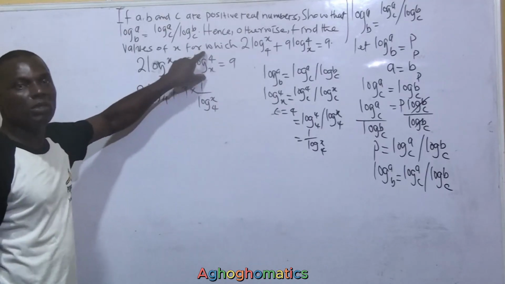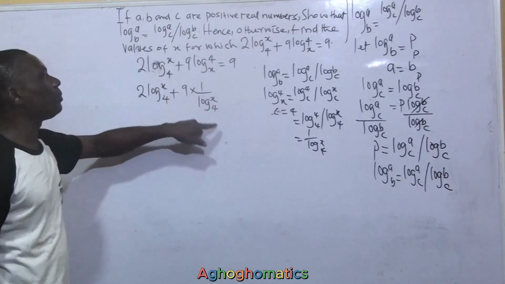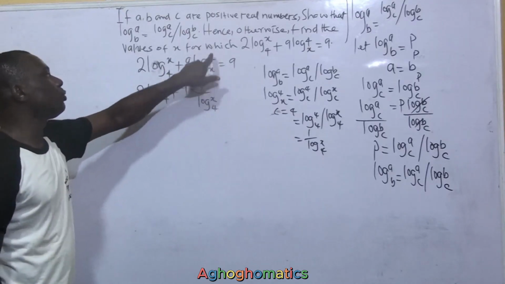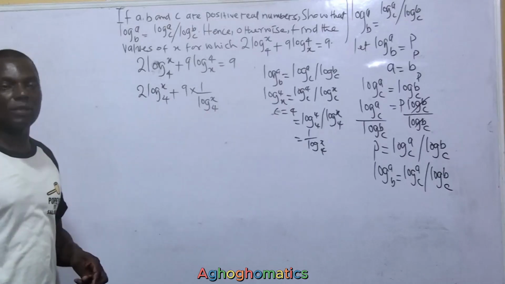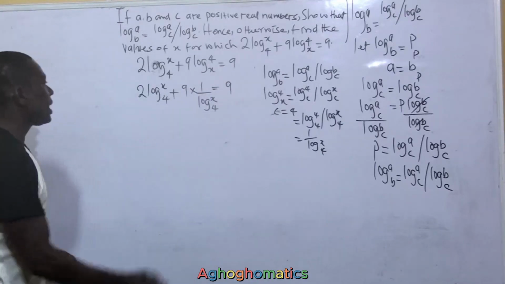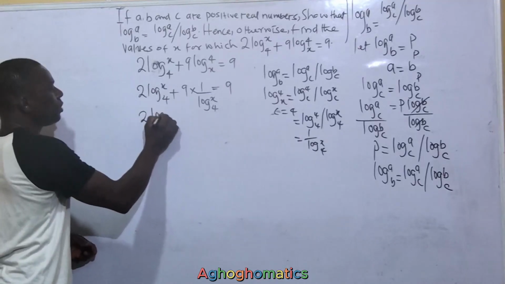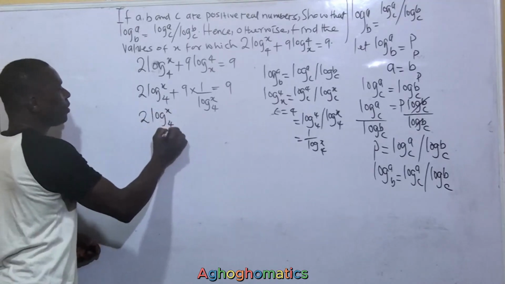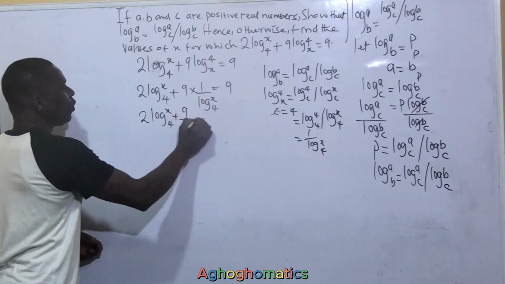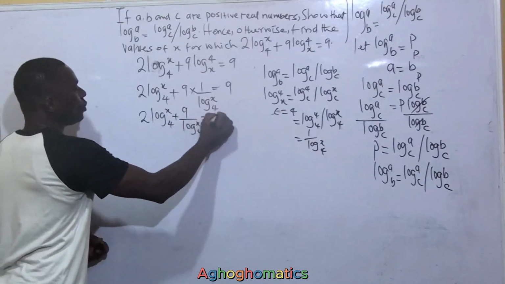We can just use the same logarithm as the base. We just say 1 over, where we invert the base to become the log and the log to become the base. So here it equals 9. In that case, our expression becomes 2 log x to base 4 plus 9 over log x to base 4 is equal to 9.